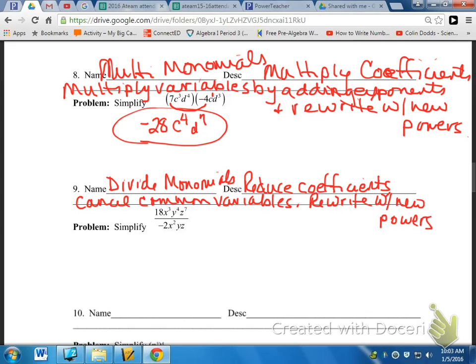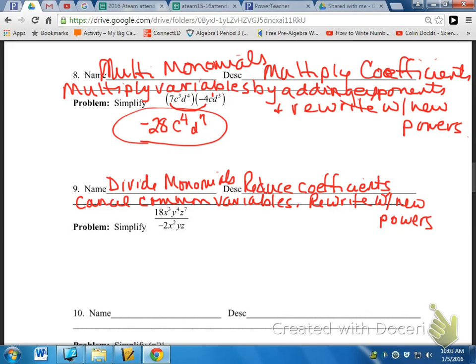So you're going to divide monomials, and these problems can be given to you looking like a fraction like that, or they could actually take a monomial, put a division sign in the middle, and another monomial. But definitely the fraction way is a lot quicker and easier. I would even recommend that if they give you that division problem, rewrite it like this. It goes a lot quicker. We're going to reduce the coefficients, cancel the common variables, and rewrite with new power.